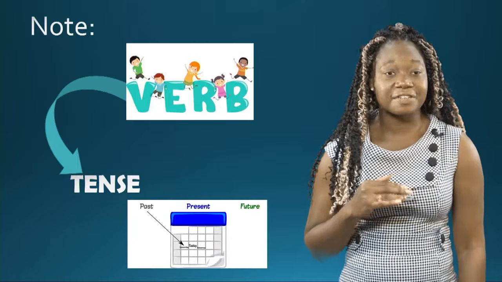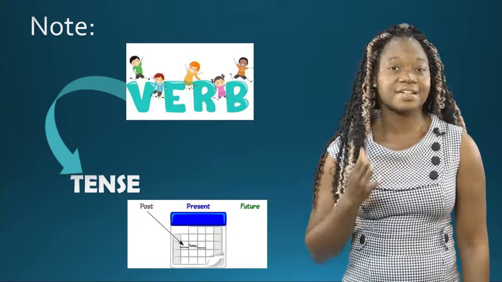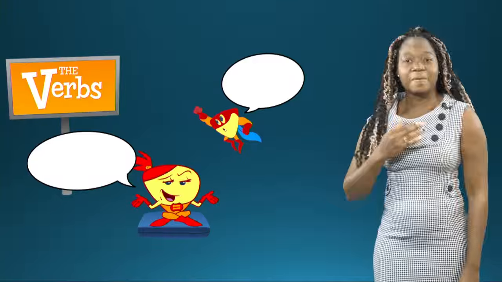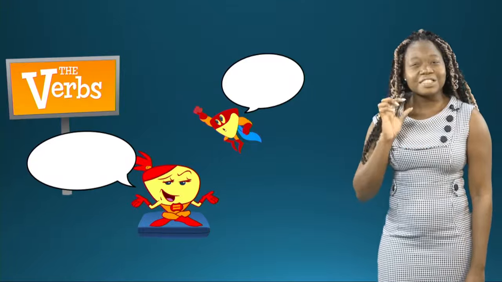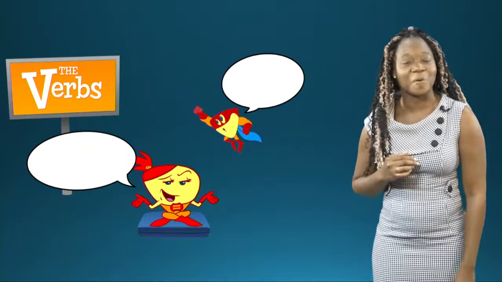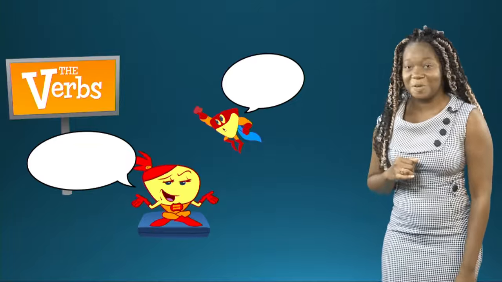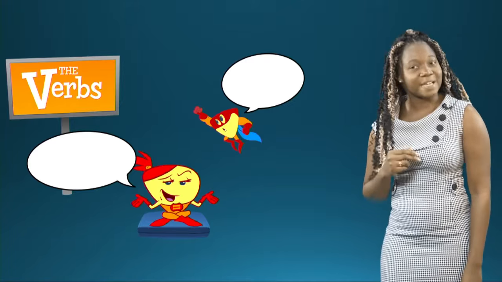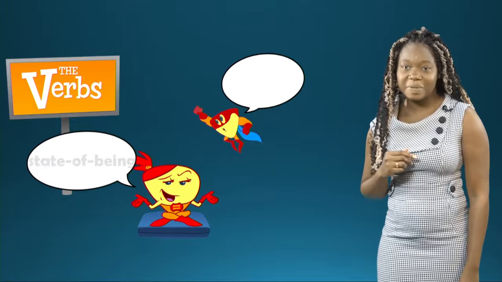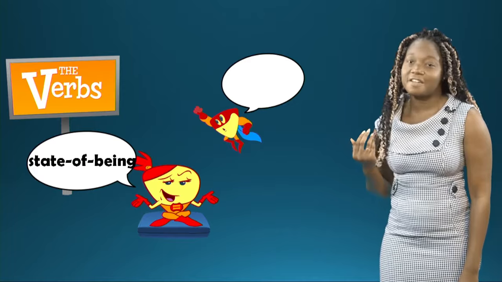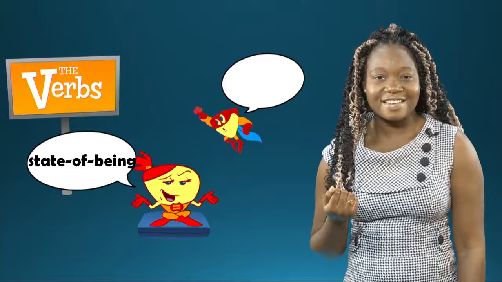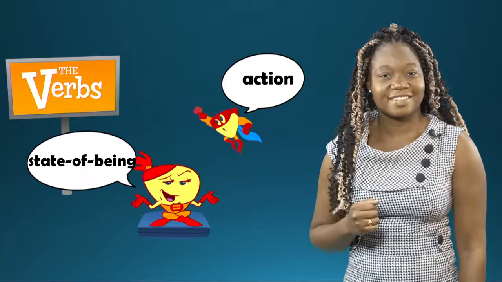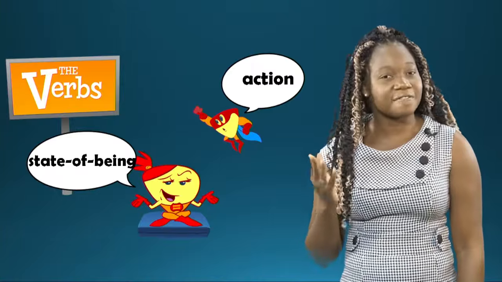Tenses tell us of actions done in the past, present, and future. When we talk about verbs, this is a little recap for what you're supposed to know already. So this should be easy for you. Verbs can be of two forms or two types. The first one would be state of being verb. And the second, as the image suggests, action words. So we have two kinds of verbs.